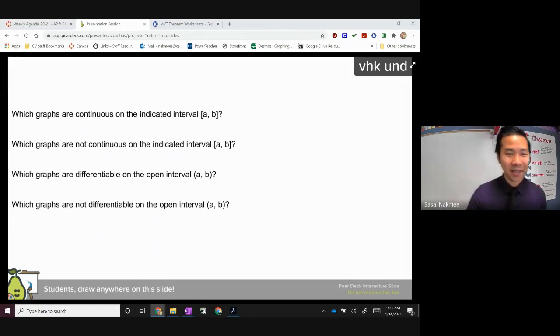Fatima, good start. Graph 1 and graph 2. Oh, got another one typed in there. Nice. Emily's using complete sentences. I appreciate that. Telling me which ones are continuous and which ones are not continuous. Good.